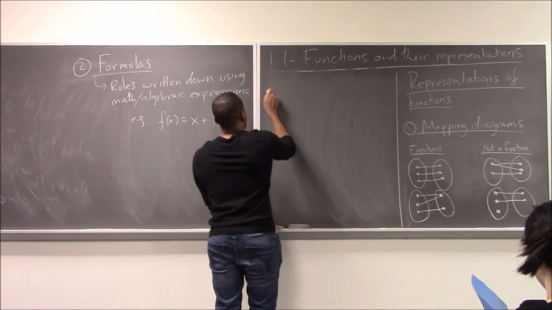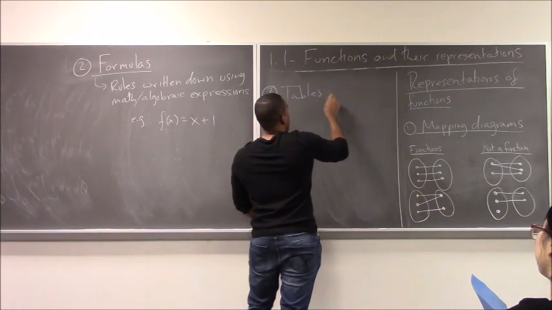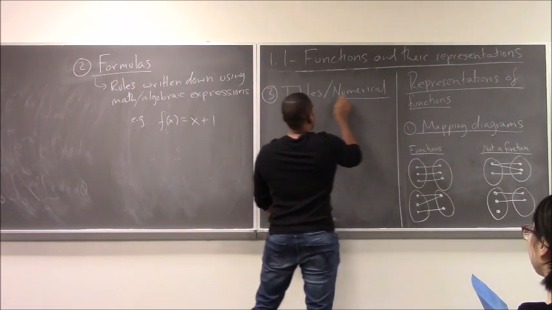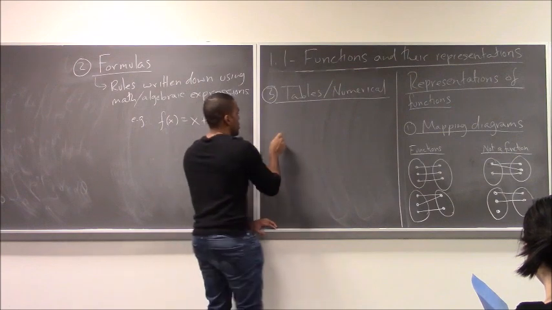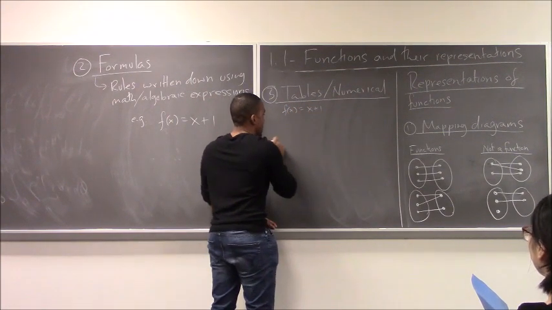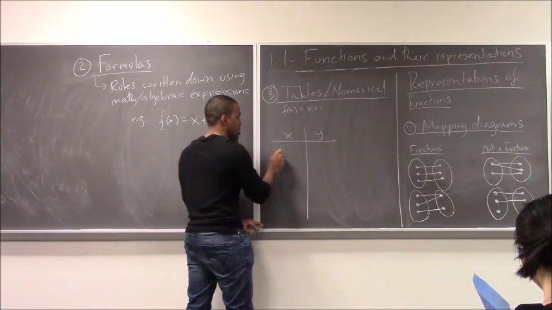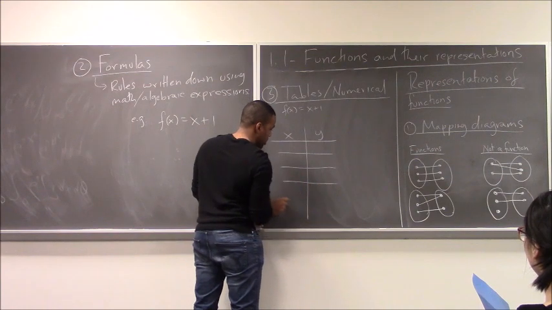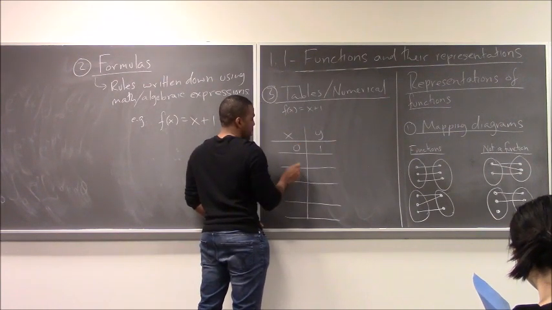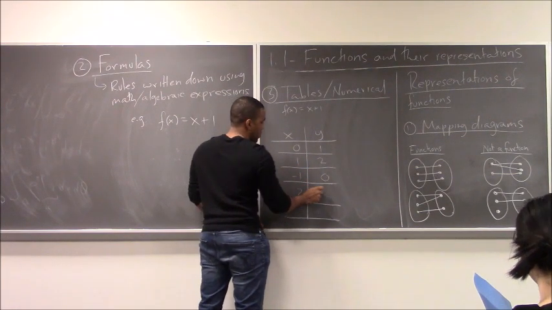We can represent functions with tables of values, sometimes called numerical representations. Say I have the function f of x equals x plus 1. I could also have given you that information in a table, where I said, here are the x values, and you can write down their corresponding y values. So I can have 0, and that will go to 1. I can have 1, and that will go to 2. I can have -1, and that will go to 0. And I can have 2, and that will go to 3.